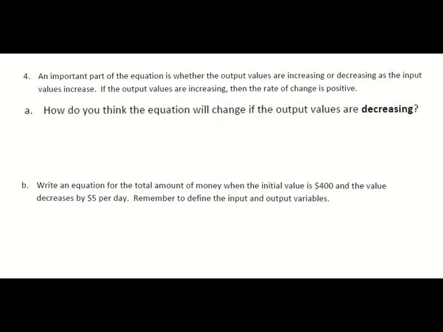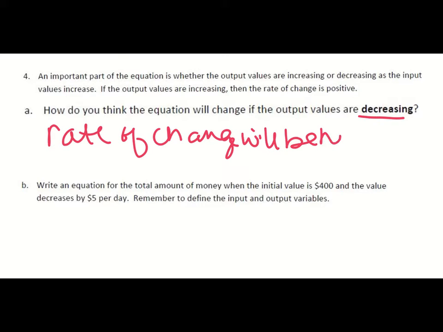Okay. An important part of your equation is whether the output values are increasing or decreasing as the input values increase. So if the output values are increasing, then the rate of change is positive. How do you think the equation will change if your output values are decreasing? If your output values are decreasing, then your rate of change will be negative, and you'll basically see a negative rate of change.